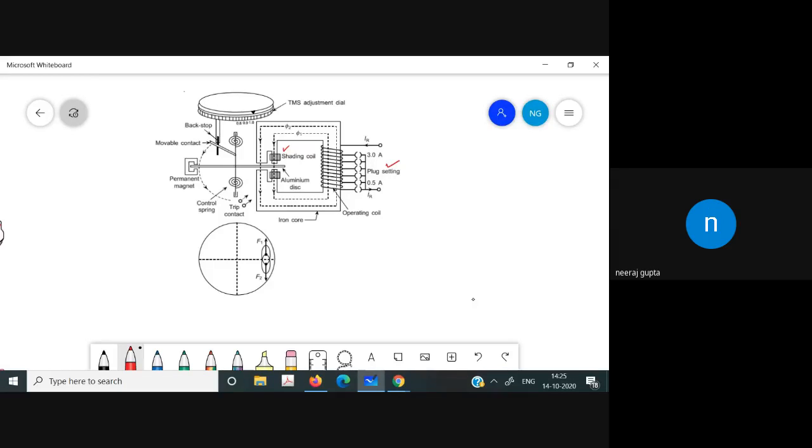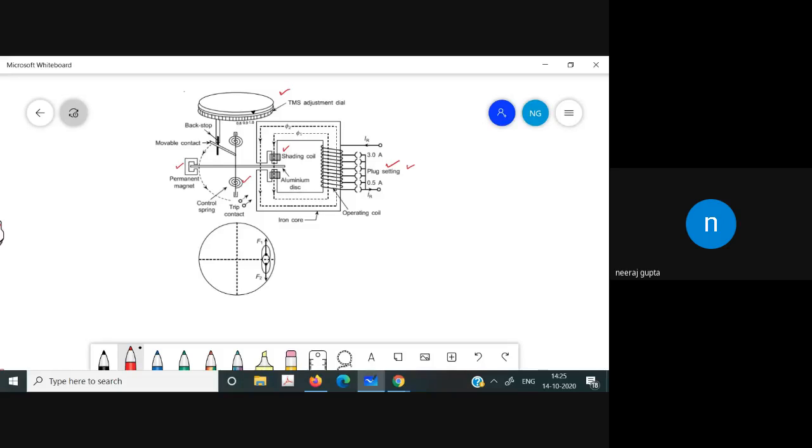Now, this is the shading coil which is used for creating the phase difference between the two fluxes to produce the torque. This is the disc. This is the control spring that is used for controlling torque. This is the permanent magnet which is used for damping. This is the time setting multiplier. What it means is that we rotate that, and whatever time is required, we can set by using that rotation. And this is the plug setting in this case.